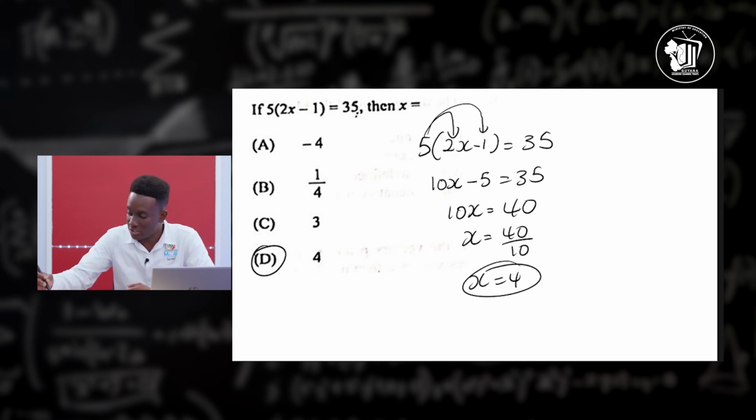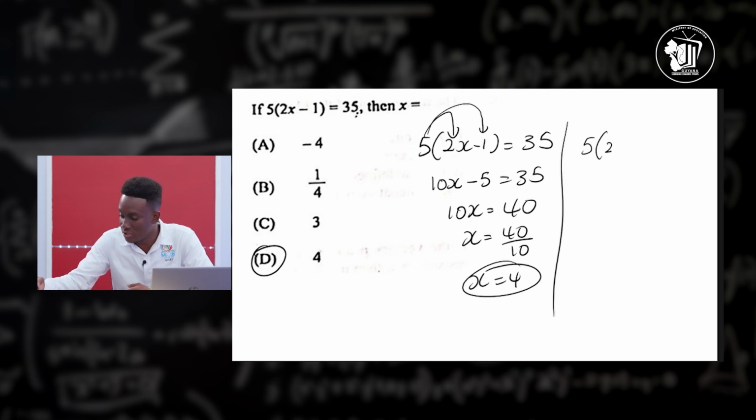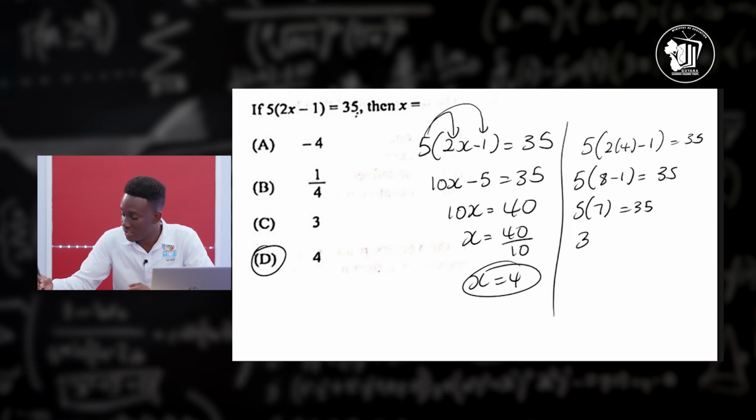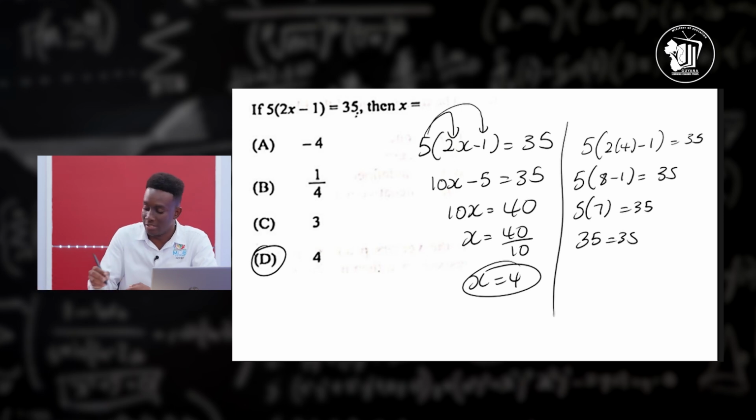I can double check. You can check your answer to make sure. So this is 5 multiplied by 2 times x, which is 4, minus 1. It should be equal to 35. So 5 multiplied by 2 times 4 is 8, minus 1. And it should equal 35. So 5 multiplied by 8 minus 1 is 7, is equal to 35. So 5 times 7 is equal to 35. So our answer is indeed 4.